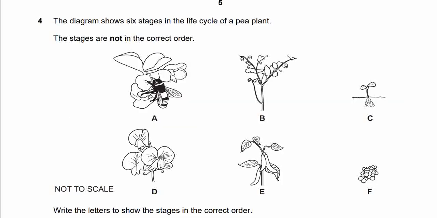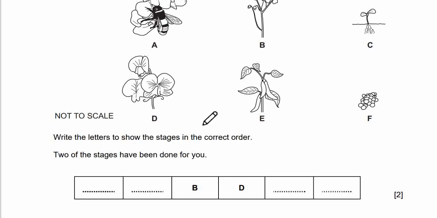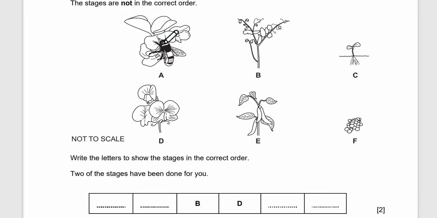Next question, question 4. The diagram shows 6 stages in the life cycle of a pea plant. The stages are not in the correct order, A, B, C, D, E, F, and not to scale. Write letters to show the stages in the correct order. 2 of the stages have been done for you. First, let's identify them. What is this? A bee, so it is pollination. Bees help in pollination. F is seed. C is the seedling, starting to grow.